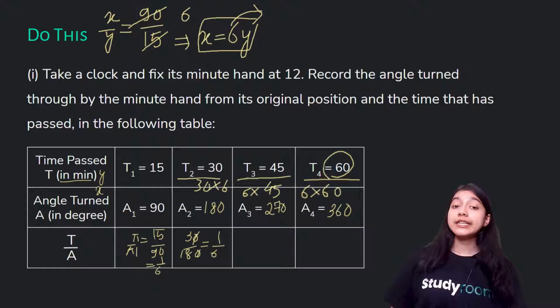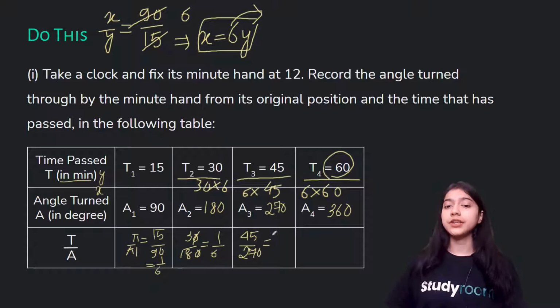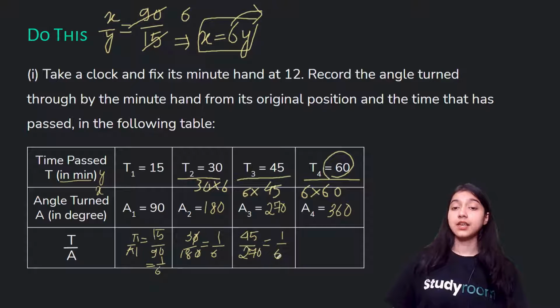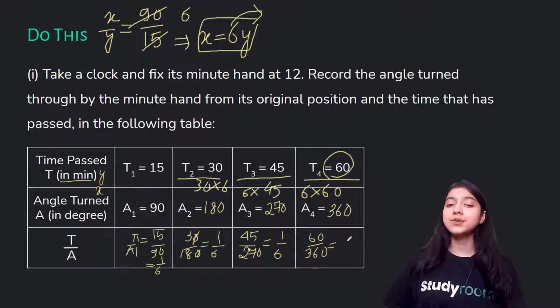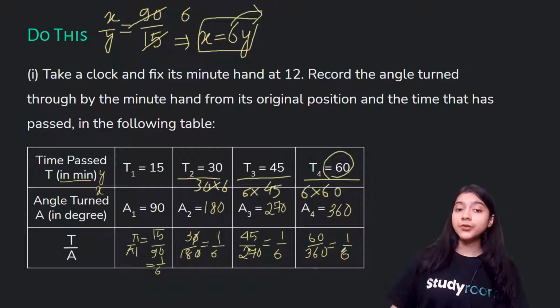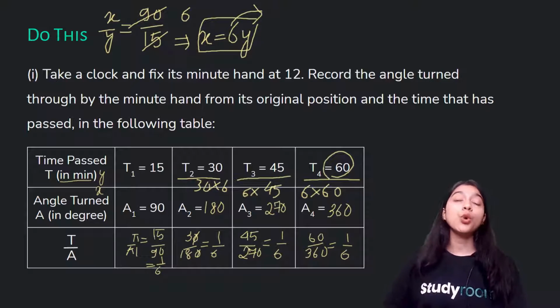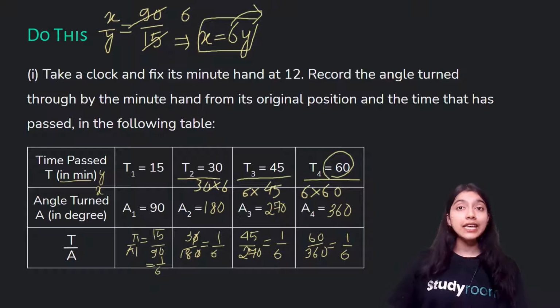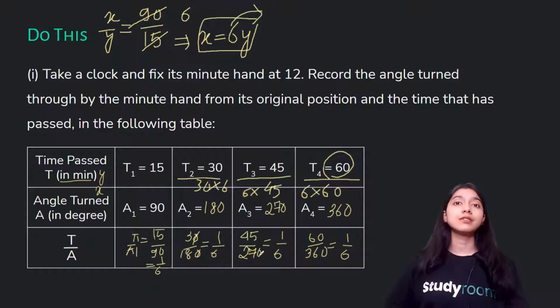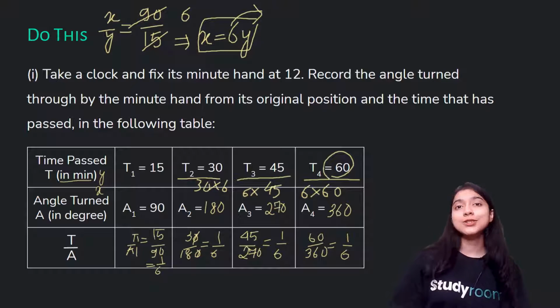Again we have to calculate t3 by a3, which is 45 divided by 270. 45 times 6 is 270. So again we have 1 by 6. And lastly we have 60 divided by 360. The 0, 0 gets cancelled and we have 6 divided by 36, that is 1 by 6. So we can observe over here that when we are taking the ratio of the two variables t and a given to us, then in each of the cases the answer is same. So this is a case of direct proportion.